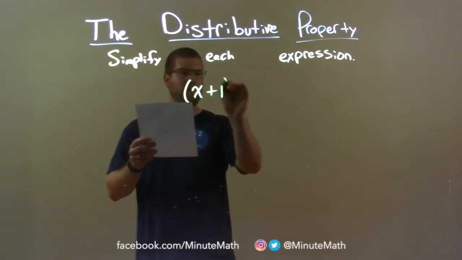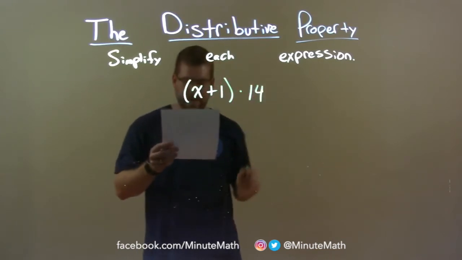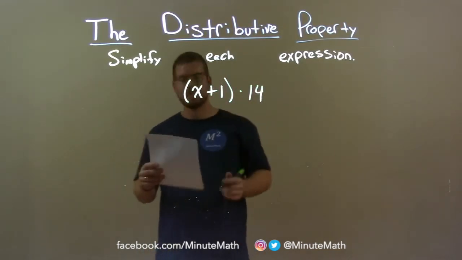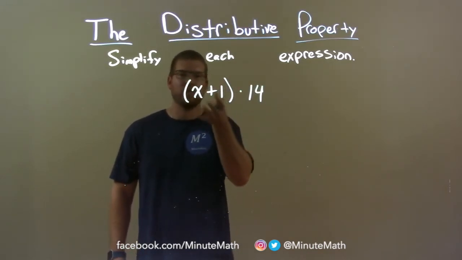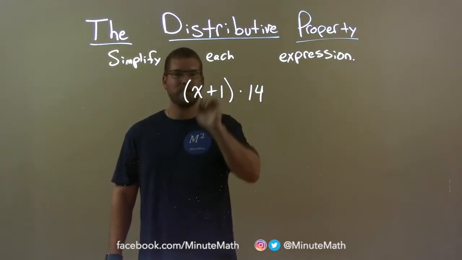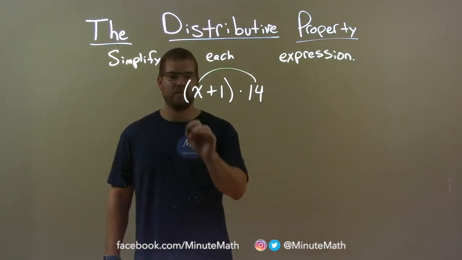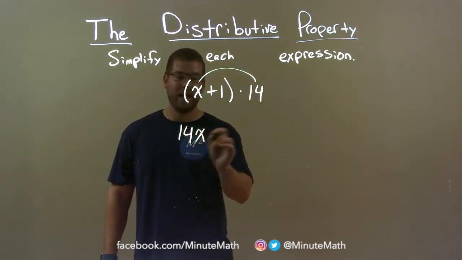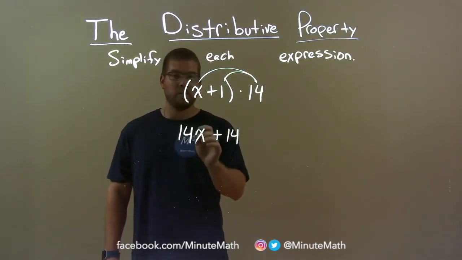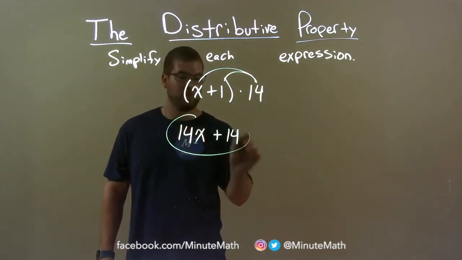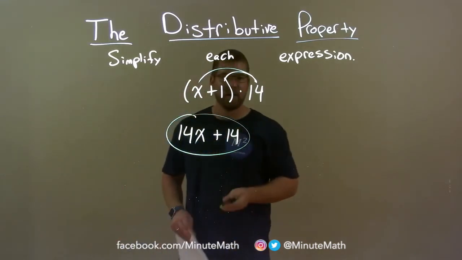X plus 1 times 14, okay? Well, inside my parenthesis, there's nothing that I can do to simplify this, so I need to distribute the 14. 14 times x is 14x, and 14 times 1 is just 14. So this one's actually pretty quick and easy and simple. 14x plus 14 is my final answer.